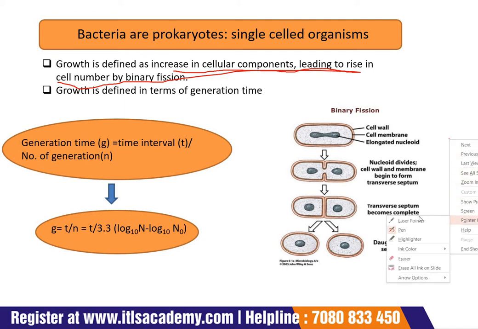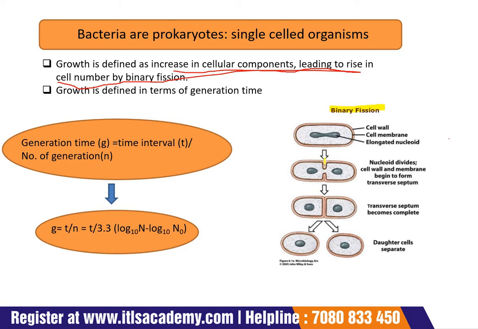So here I would be using the highlighter. Here we can see that this is the process of binary fission. Initially, a parent cell, a young cell, starts preparing for cell division by first enlarging its cell wall, its cell membrane and its overall volume. So here we can see in this young cell, there is a cell wall, cell membrane and elongated nucleoid. Now the septum, this septum I am talking about.